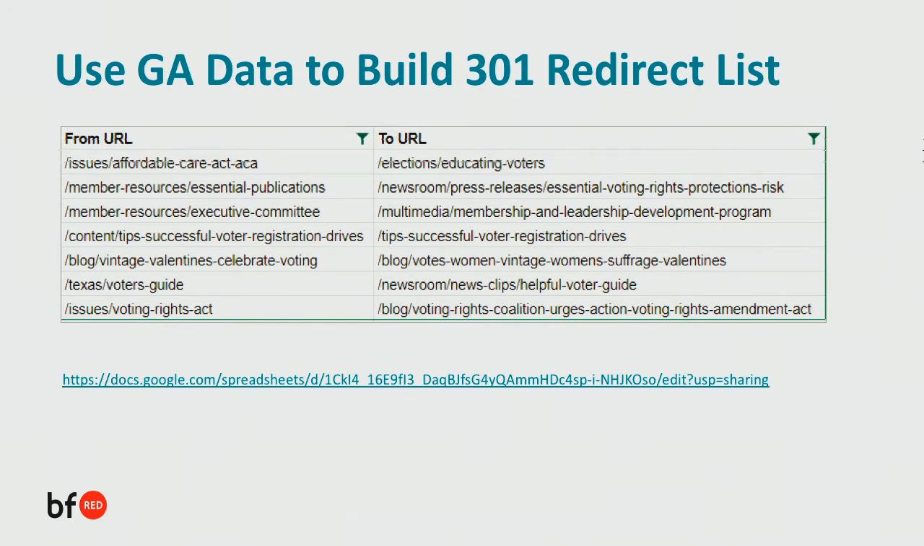If I sorted my data in the correct way, I could then have my from URLs and my to URLs, using the most widely selected to URL. In other words, the page that people selected the most when they saw that page, I could say that's probably the best page to send users to. I have it in a nice spreadsheet. All I have to do is copy and paste this into a CSV, and I can upload this directly into the bulk 301 redirect module.